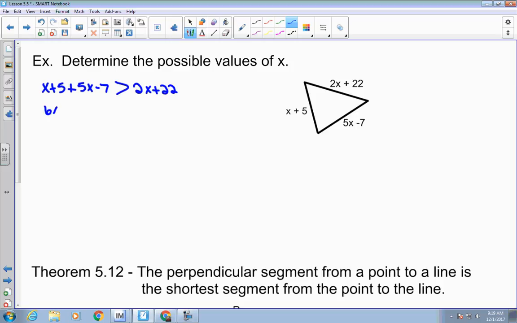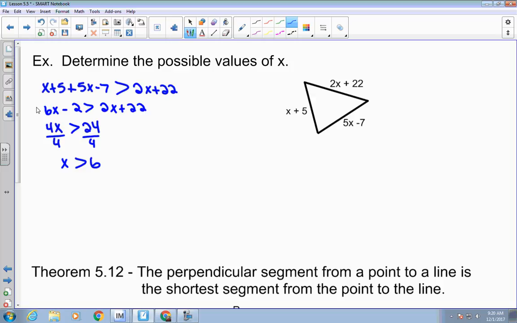So this gives me 6x minus 2 is greater than 2x plus 22. Bring the 2x over for 4x. Add 2 to both sides. Makes that 24. Divide both sides by 4. And x has to be greater than 6. That's one stipulation.